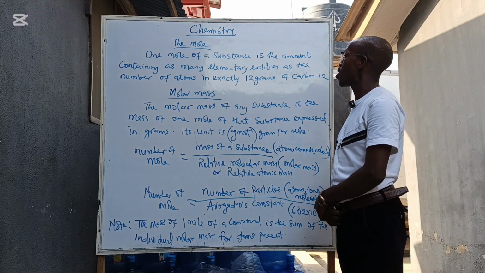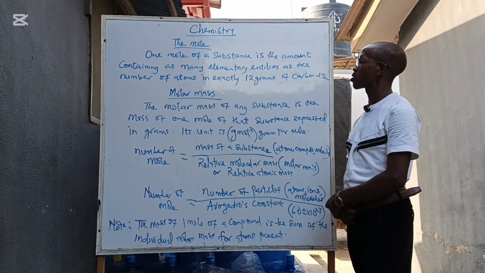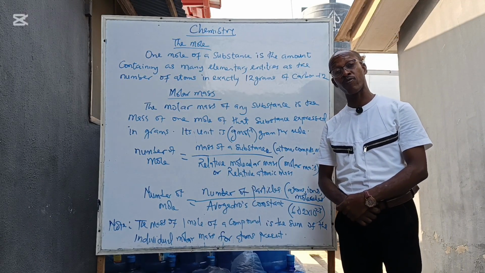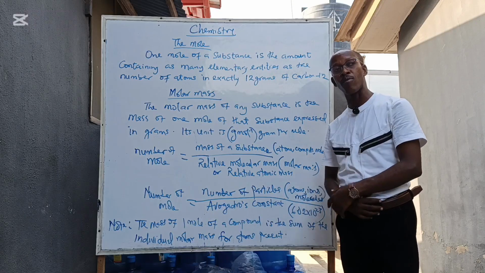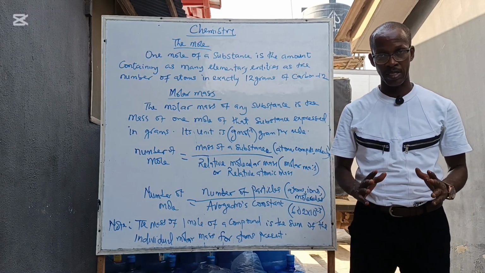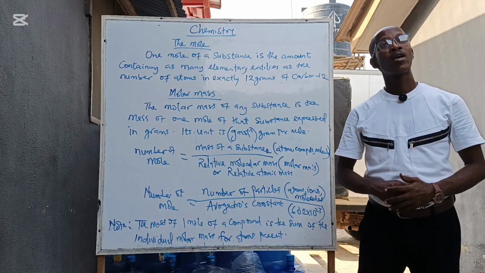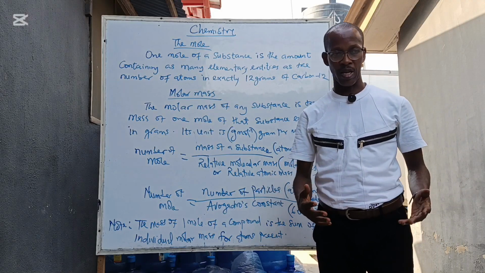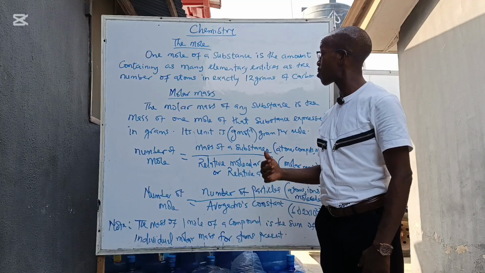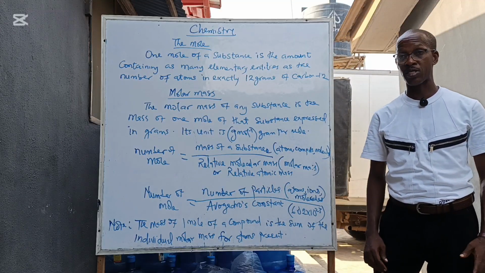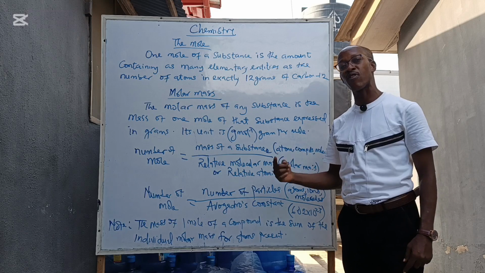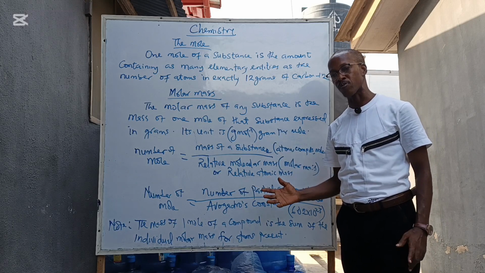The mole, the one mole of a substance is the amount containing as many elementary entities as the number of atoms in exactly 12 grams of carbon. Why 12 grams of carbon? It's 12 grams of carbon because we are using carbon as a standard. Aluminum is 27, so if we were using aluminum, we would call that the standard. But this time around, we are using carbon-12 as the standard. Then 1 mole of the element is its relative atomic mass.